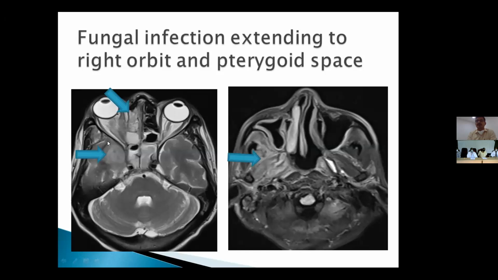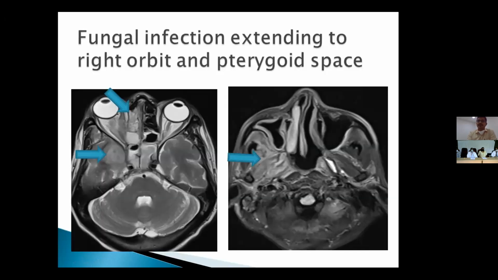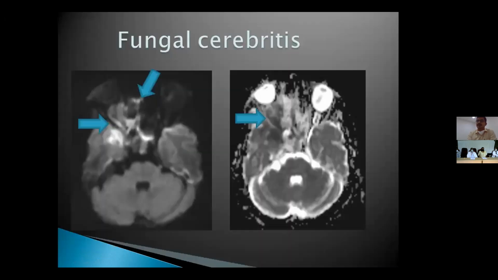Also, we saw ill-defined T2 and FLAIR hyperintense signals in the right temporal region. This lesion showed diffusion restriction, which means that this is a case of early fungal cerebritis. So in entirety, this is a case of acute invasive fungal sinusitis with orbital cellulitis, with extension to the pterygoid space and intracranial extension in the form of early fungal cerebritis. Despite our aggressive management, we couldn't revive the patient, and the patient succumbed to the illness later on.